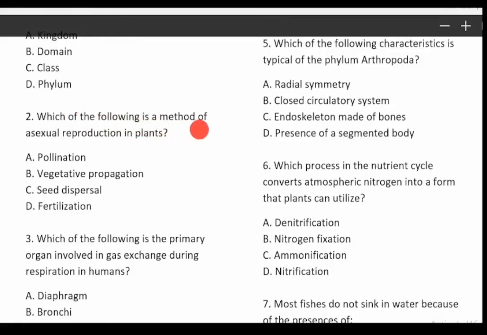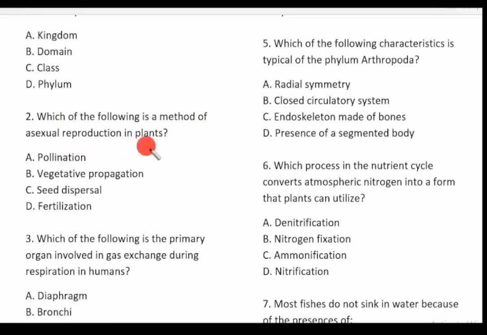Which of the following is a method of asexual reproduction in plants? A, pollination. B, vegetative propagation. C, seed dispersal. And then D, we have fertilization. Right now, the answer to this particular question is talking about vegetative propagation. Now, in plants, we have basically the vegetative propagation.